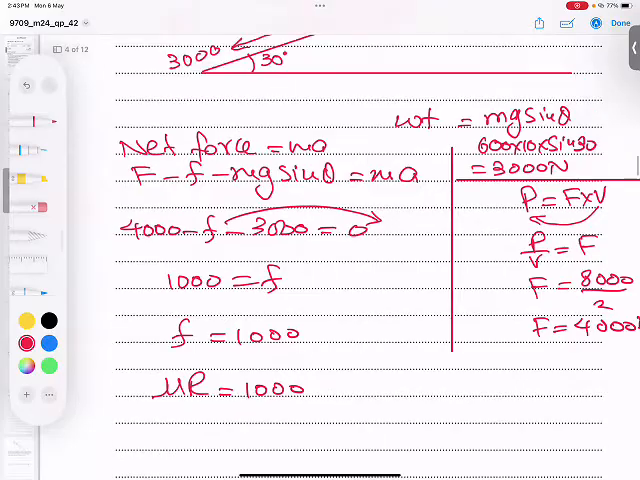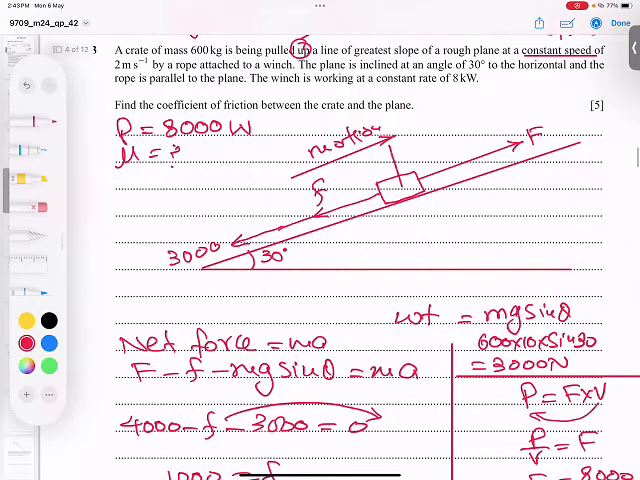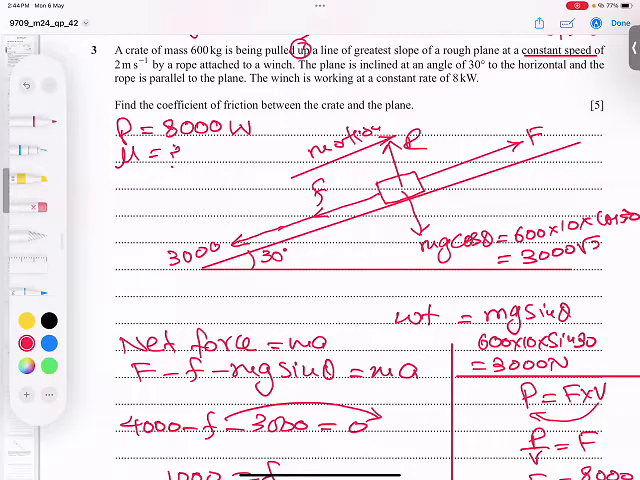And the thing is, what is R? R is acting upward, and this is called mg cos theta. Mg cos theta: mass is 600, g is 10, and cos 30. If you type this whole thing in a calculator, 6,000 into cos 30... actually, cos 30 is what? Cos 30 is root 3 by 2. So root 3 by 2, and 6,000. So I got 3,000 root 3.